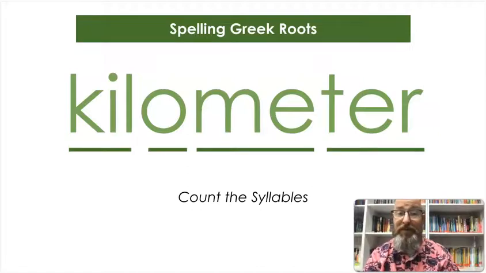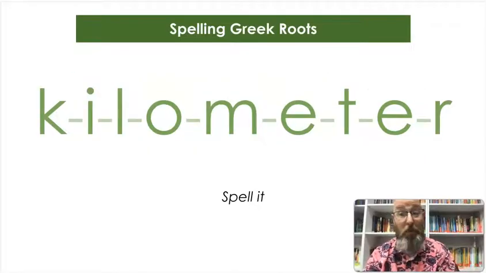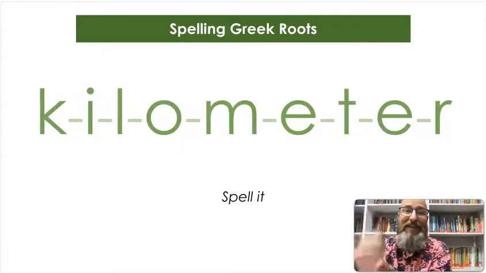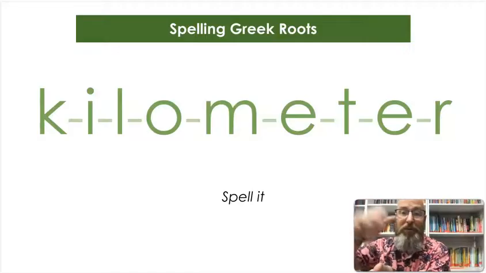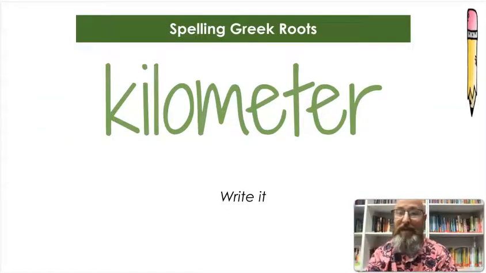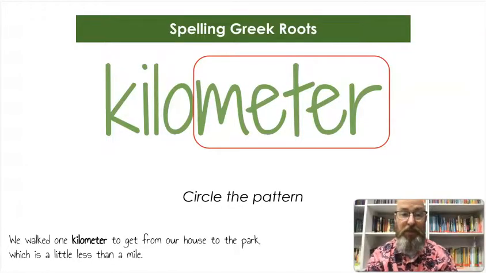Let's count the syllables. Kilometer. Spell it. K-I-L-O-M-E-T-E-R. Kilometer. And let's write it. K-I-L-O-M-E-T-E-R. And we're going to circle that root meter. We walked 1 kilometer to get from our house to the park, which is a little less than a mile.